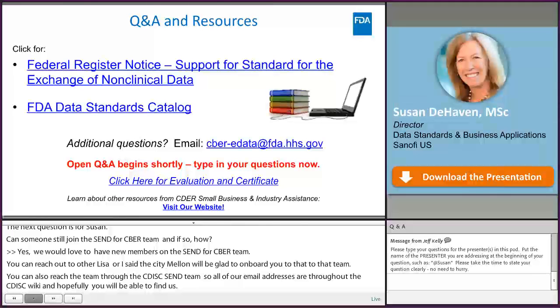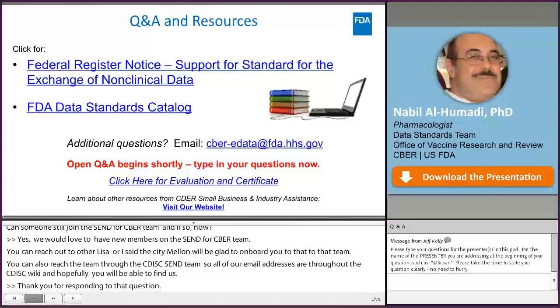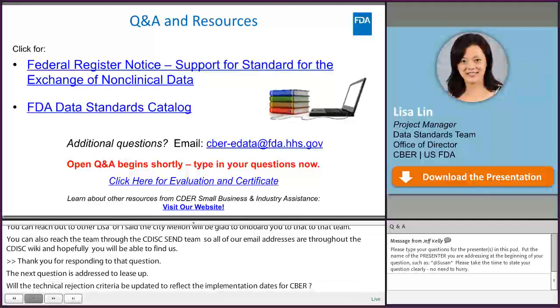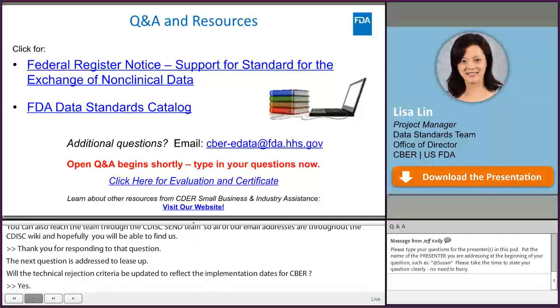Will the technical rejection criteria be updated to reflect the implementation dates for CBER? Yes, definitely, because the technical rejection criteria applies to both CDER and CBER. But since the requirement date for CBER is not until March 15, 2023, it won't be updated at this time, but it will definitely be updated in the future.